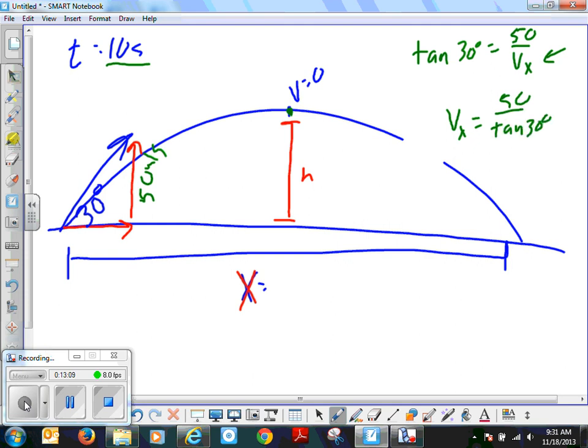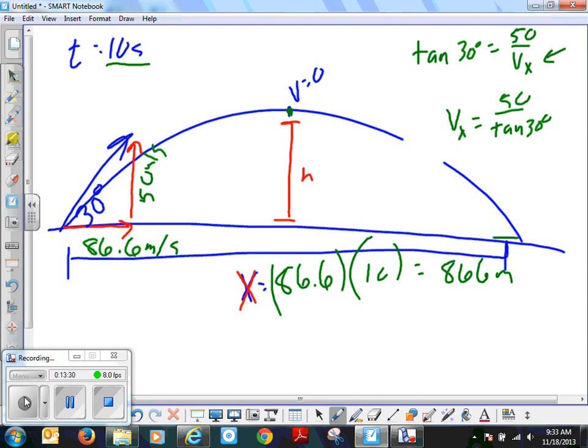And that number is 86.6 meters per second. So the velocity in the x direction is 86.6 times 10 seconds, or 866 meters. Can you do that for the test tomorrow? Okay. So there's really only one other kind of free response. I bet you can guess what it is.